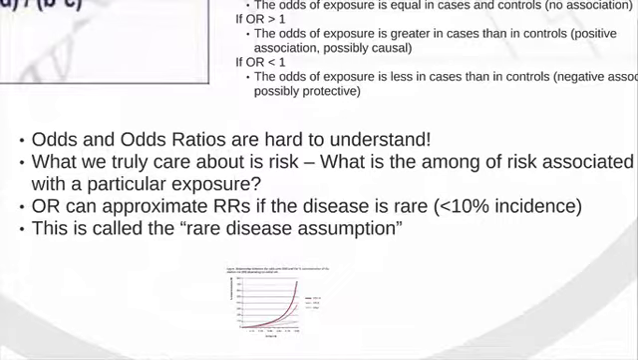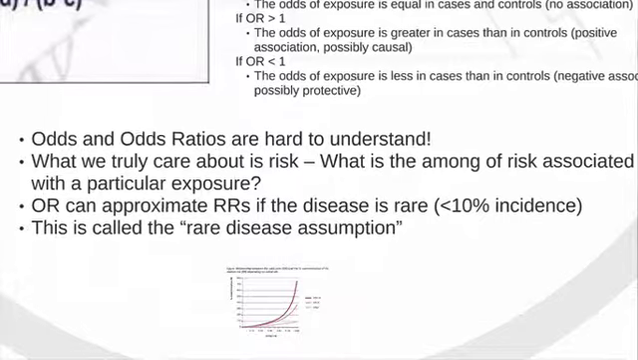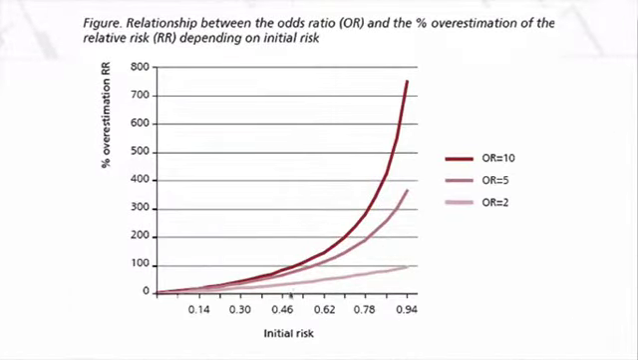The problem comes about, though, if you're studying a really common outcome and your odds ratios can be very far from what your relative risk would be if you did the same calculation. So here's a little figure, right? If your baseline risk in your population, your incidence in your population is, here's about the 10% mark, there's very little deviation from these lines, right? They're all about the same. And they don't overestimate the relative risk that much, a very tiny little amount.